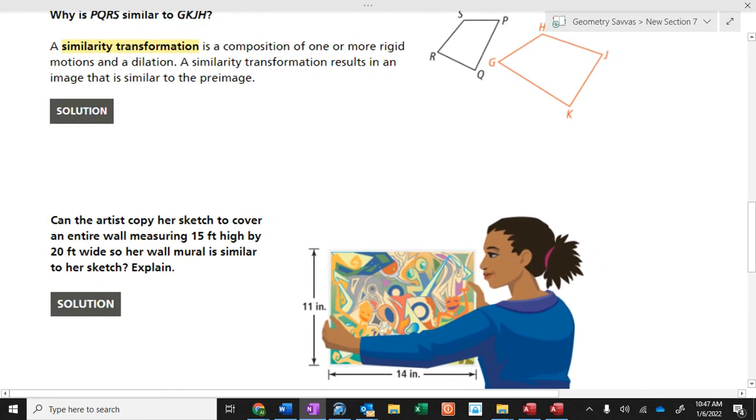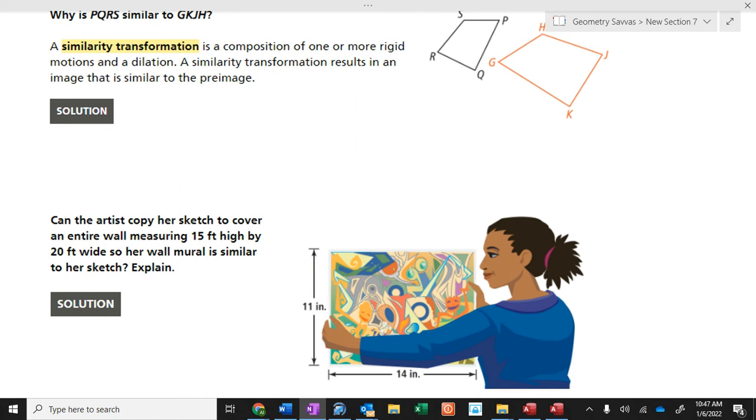Okay, an artist has a sketch that's 11 inches by 14 inches. She wants it to cover an entire wall that's 15 by 20. Will it fit perfectly on the 15 by 20 wall if it's 11 by 14 now? Okay, and this is kind of like that mural problem we had the other day.